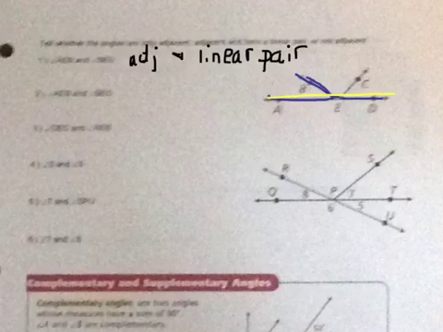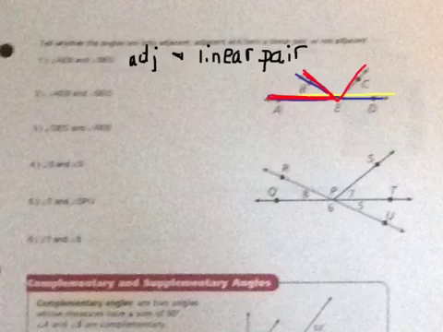Okay, so I'll do in red the next one. It says AEB, it's right there, and BEC. Now those are adjacent, but when you look at their outsides, I'll make them darker here and here, they don't form a line, so they're not a linear pair, so we would just put adjacent on that one.